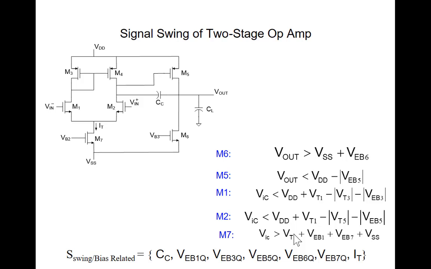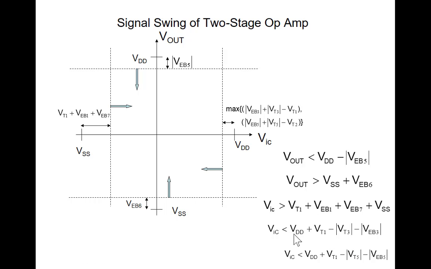So if you look at the signal swing equations that are governed by these inequalities, they are functions of excess bias voltages and I have tail current. It doesn't show explicitly in here. So if I plot those inequalities, you can see all those inequalities are actually straight lines.